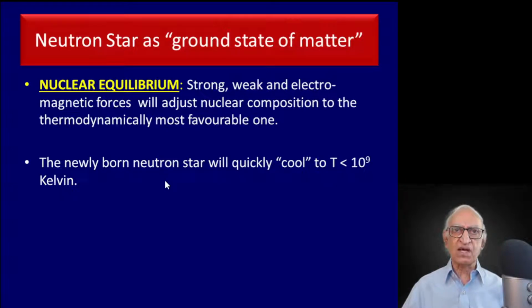Now let's proceed. The neutron star will be born incredibly hot, and it will quickly cool to a temperature of about 1 billion degrees. Now you will be very surprised at my calling an object at 10^9 Kelvin a cool object or a very cold object. I'm entitled to do that for the neutron star for the following reason.